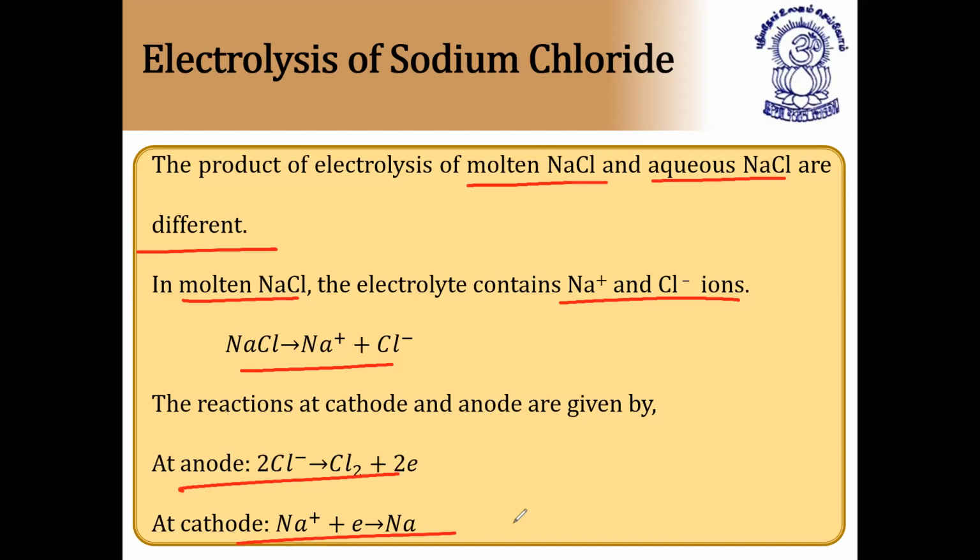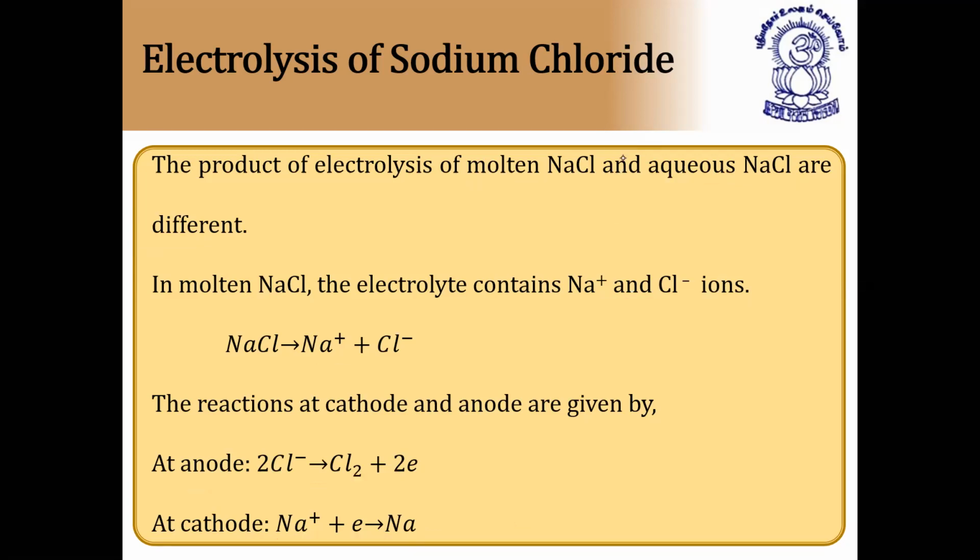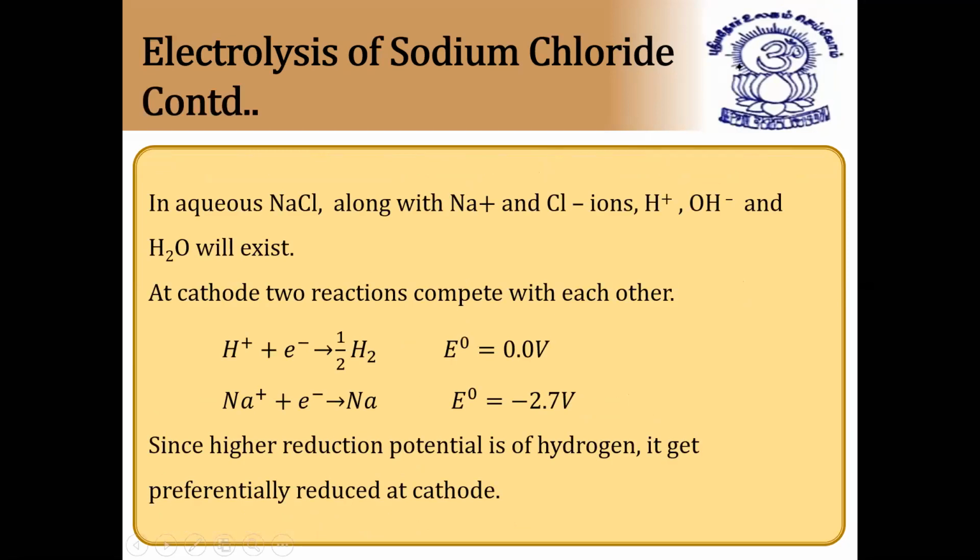Now if you take aqueous NaCl into consideration, then it is different. So we'll see now what happens when aqueous NaCl is electrolyzed. In case of aqueous NaCl, apart from sodium and chloride ions, we'll get H+ and OH- ions also, and water also will exist because aqueous means water. At cathode, two reactions compete with each other, that is sodium and hydrogen. Here at the cathode we have two cations, Na+ and H+, and at anode also two anions. So which one will go? Only one cation will go and deposit at the electrode.